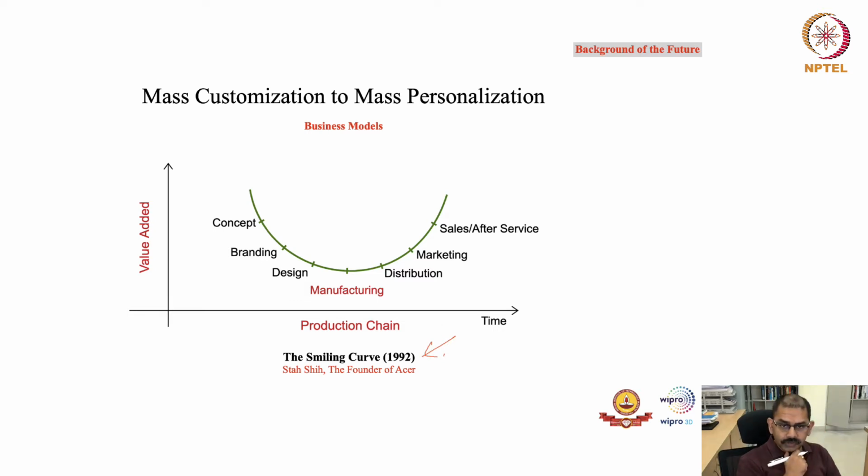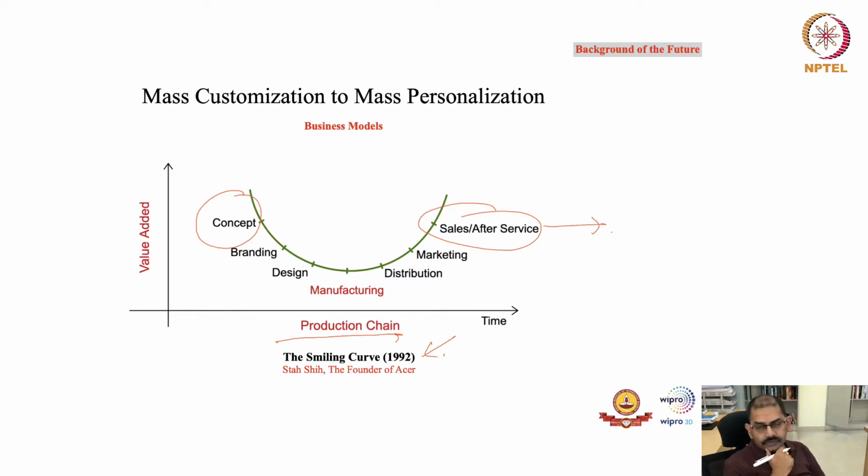concept given by one of the founders of Acer, the smiling curve, in 1992. May not be true for all the products, but if you see this, this is the production chain right from the concept to the sales and after service. And what it actually says, the most value addition comes from the sales and the after service, correct? Right. So it means that if we actually can monetize this part by some means, that actually can make a firm successful, right?